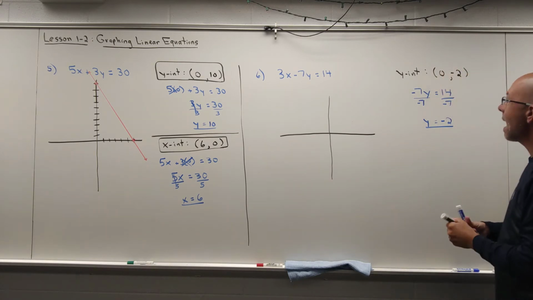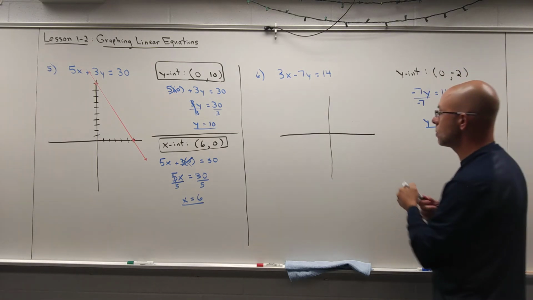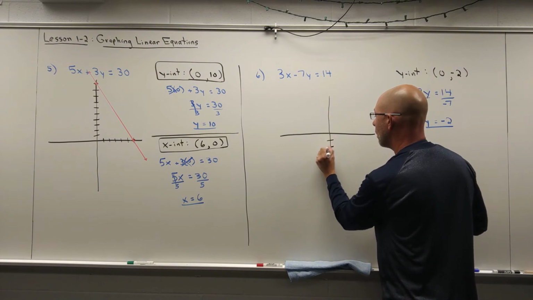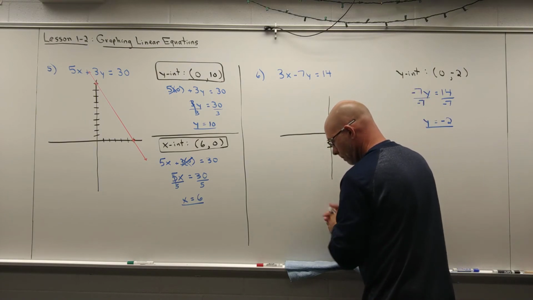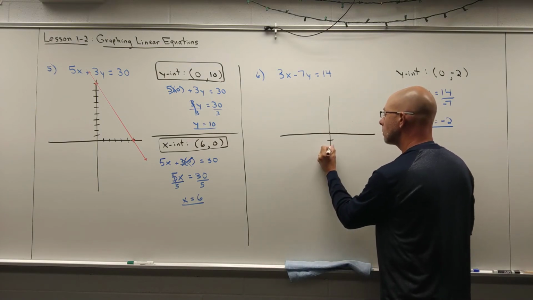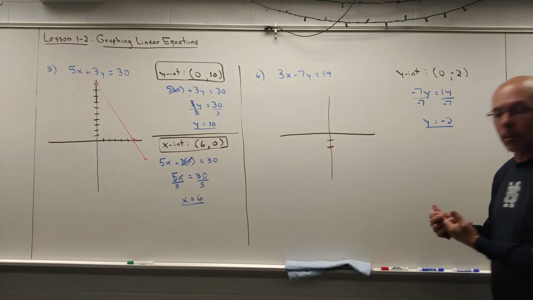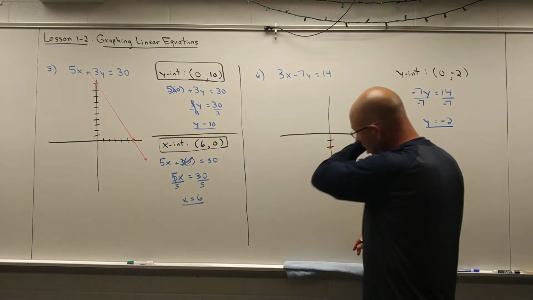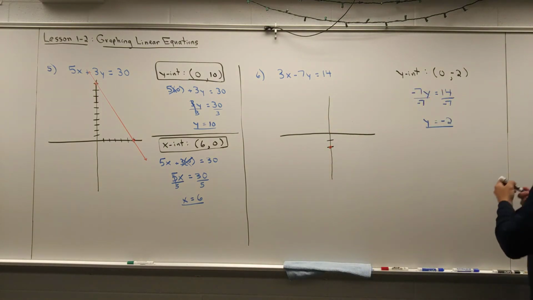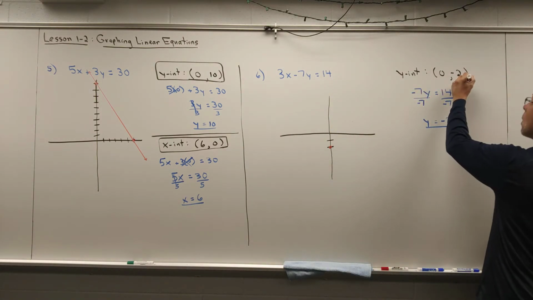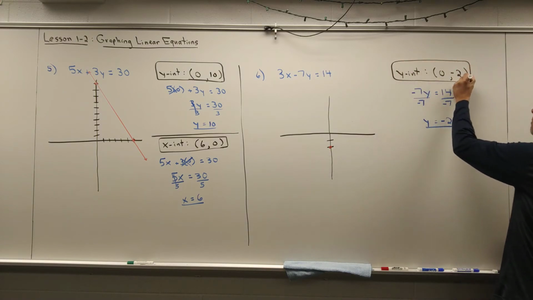So you guys, we have the point 0, negative 2. Right there. So that turned out okay. Whole number, just negative. Okay? Now, we're going to do the other one. So there's my y-intercept, documented and graphed and all that.